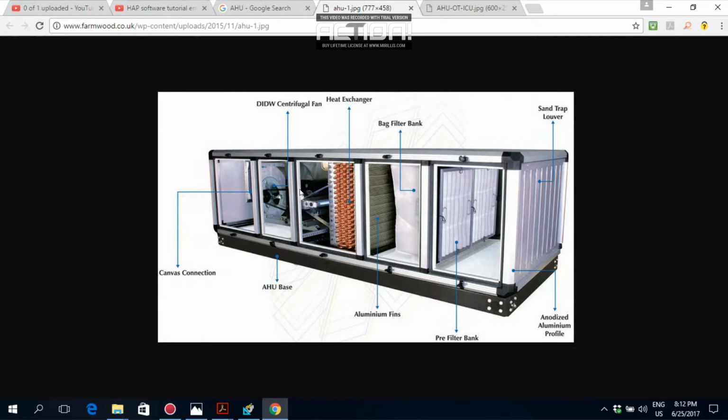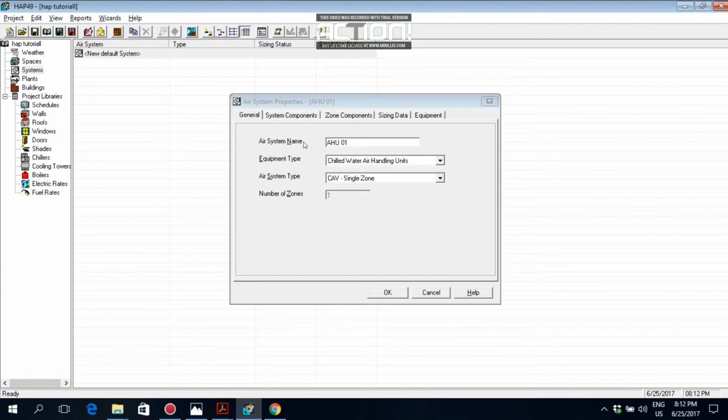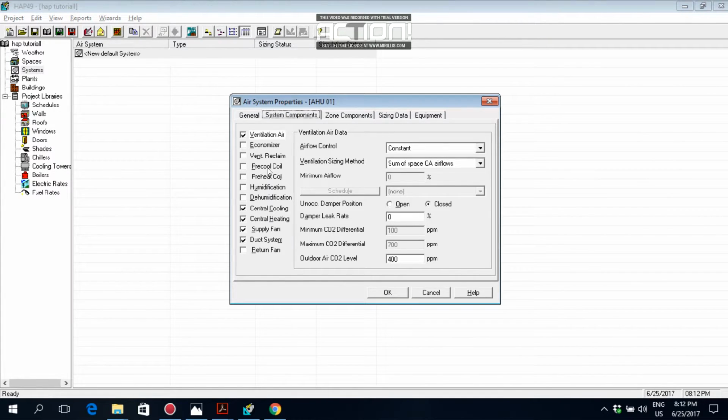So what is the importance of the components over here in the HAP? If you see the HAP in the system components, you can see the components over here: the ventilation air, economizer, ventilation reclaim, pre-cool, preheat, humidifier, dehumidification, central cooling, all this information. You must click on the appropriate component which is going to be located in your future air handling unit for which you are going to design.